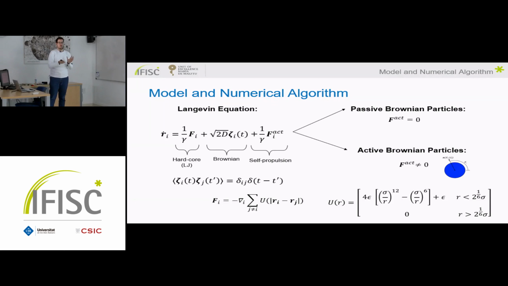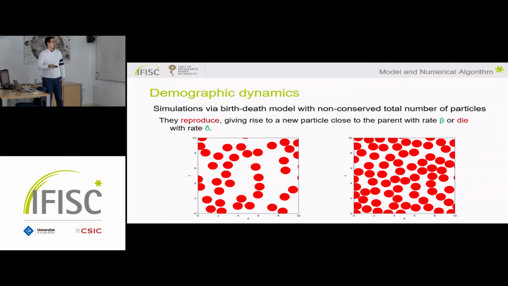Okay, first of all, we focus on passive Brownian particles, so we delete this part. One part is the Langevin equation, and the other part is the Markov dynamics, where the particles can reproduce with rate beta or die with rate gamma.